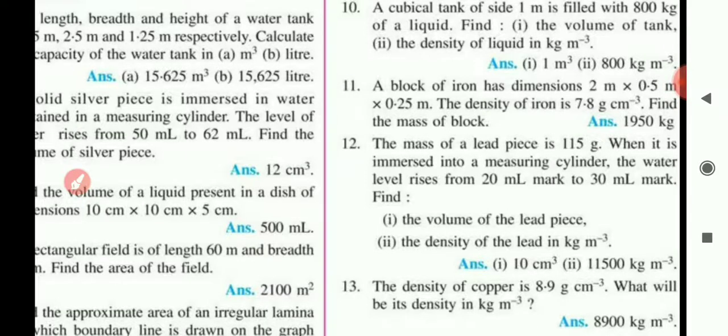In your physics book, chapter 1, we were solving numericals and we have completed 10 numericals. Today we have to start from question number 11. Okay? So, come to question number 11.